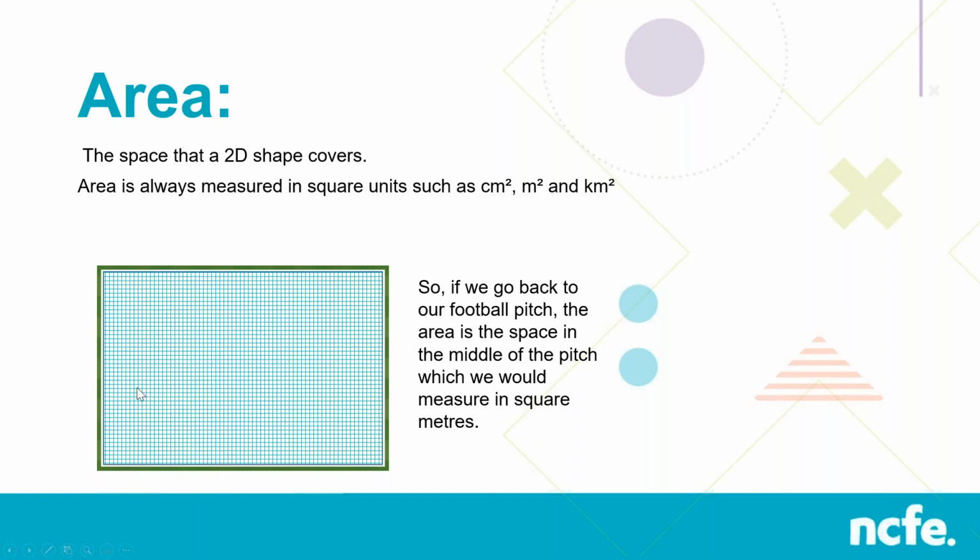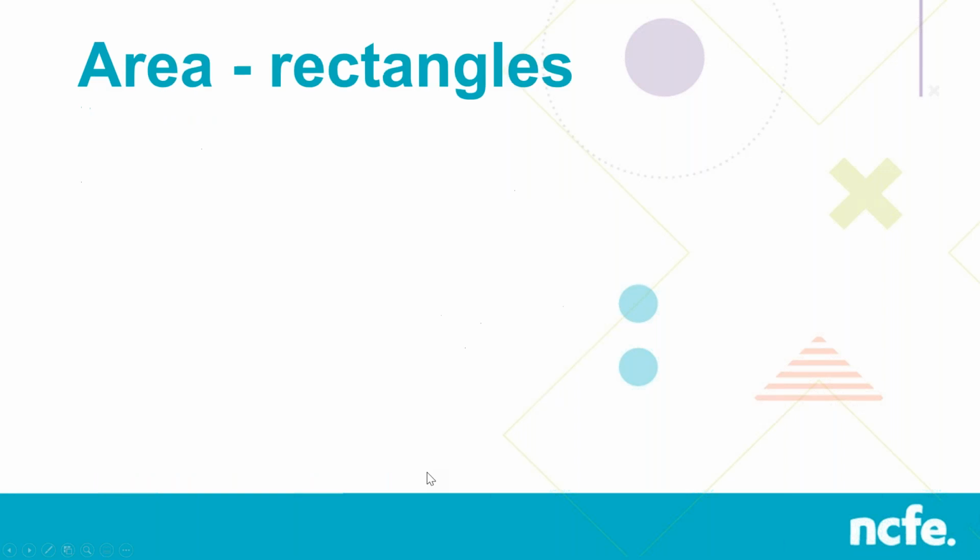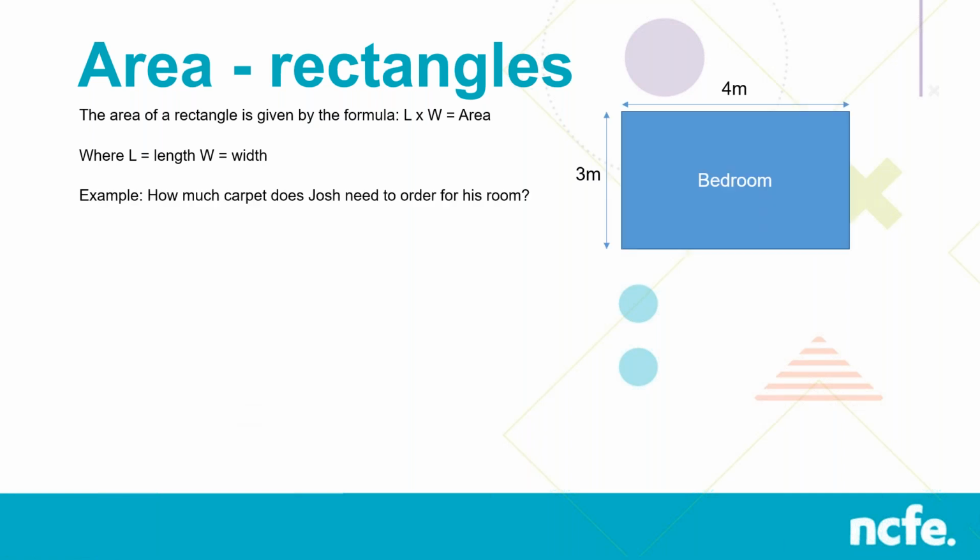So here's a grid placed over. It would be a case of counting all the squares or using a formula to calculate the area of the rectangle here, this football pitch. So the formula for the area of a rectangle is length times width, where L equals length and W equals width.